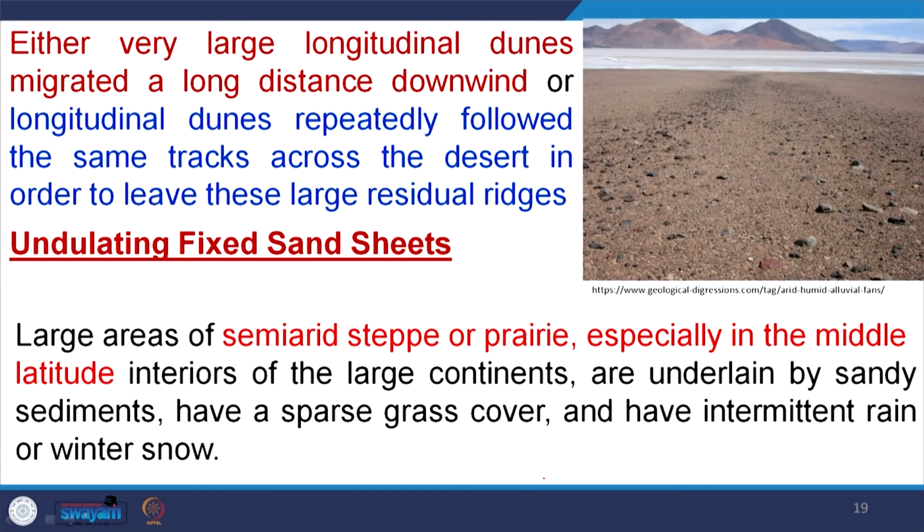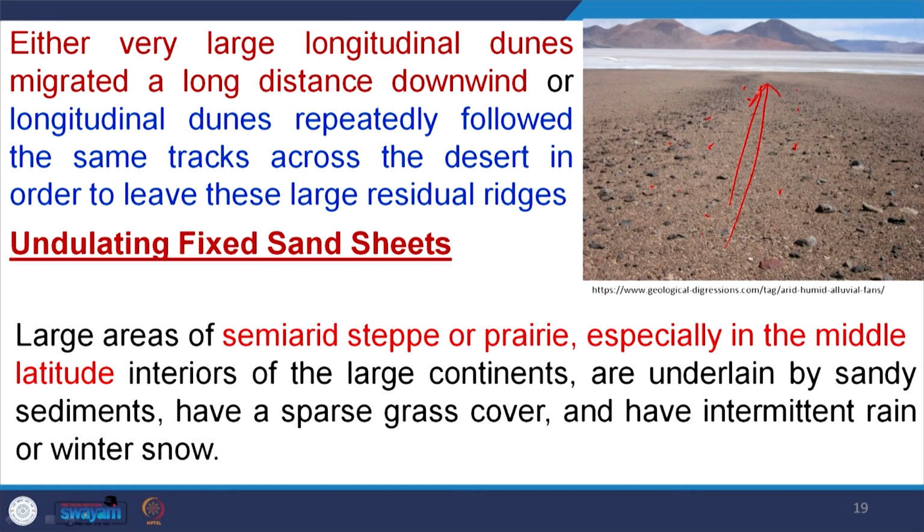So, either large longitudinal dunes migrated a long distance downwind, or longitudinal dunes repeatedly followed the same track across the desert, in order to leave this type of large residual lag. That means either this is the way through which longitudinal dunes have passed for a long time, or the same path has been followed repeatedly by many longitudinal dunes. That is why these lags remain in a linear fashion. So, these are undulating fixed sand sheets separated by this type of gravel beds.